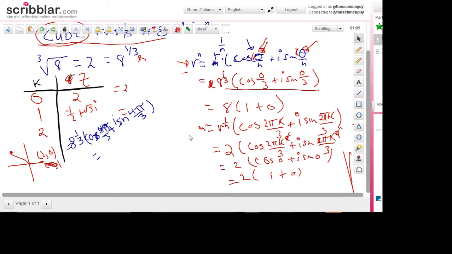What's the cube root of 8? 2. So go ahead and write that number down. You know that one.